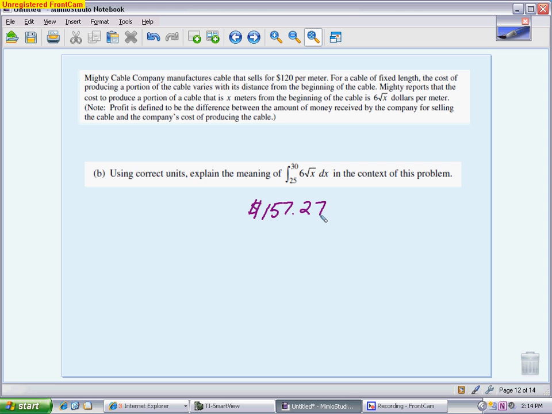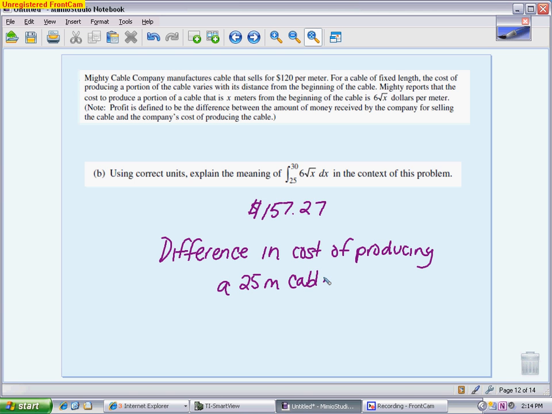And the way that they put it on the rubric is they just said that this is going to be the difference in cost of producing a 25-meter cable and a 30-meter cable.